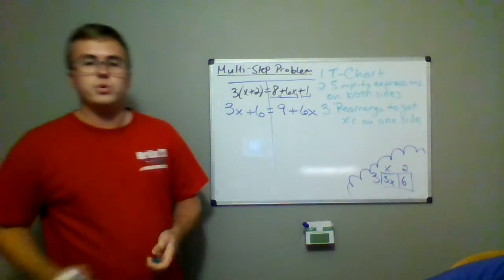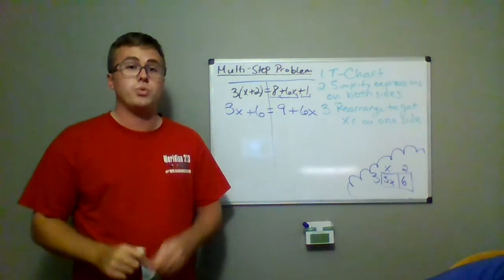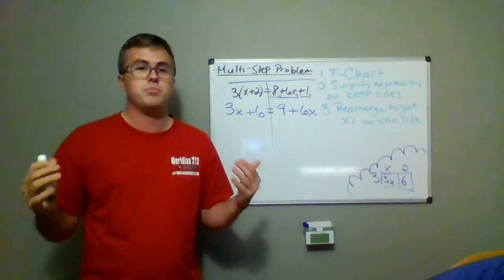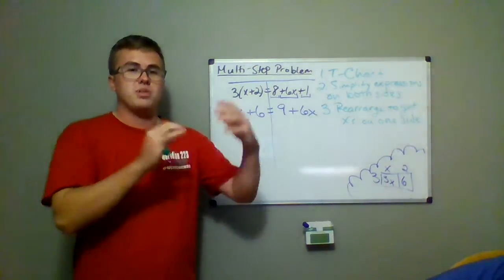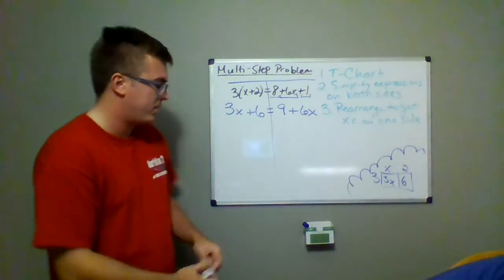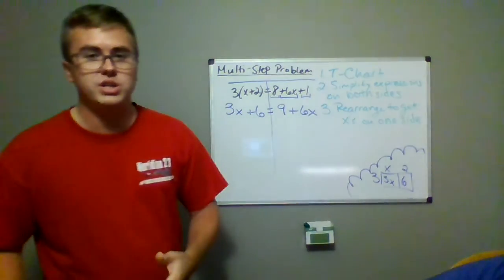And the reason why we're doing this is because we want to get it down to where it's in that two-step problem format, where it's a coefficient, a variable, plus another number equals another number. And you'll see what I mean when I go through and do it.